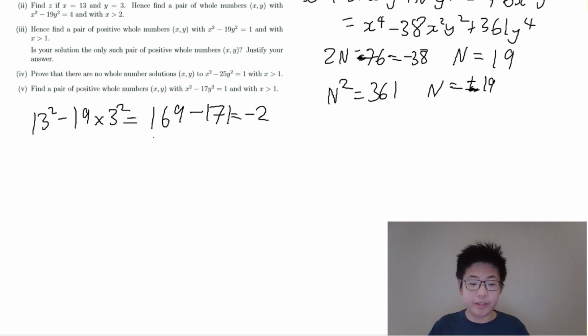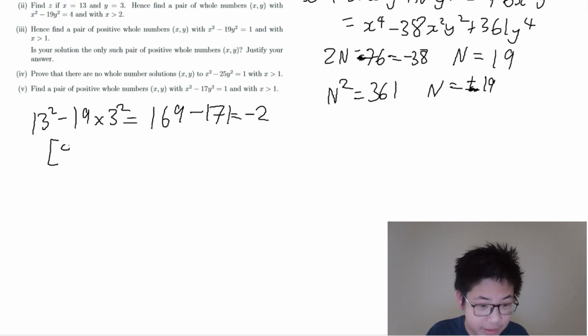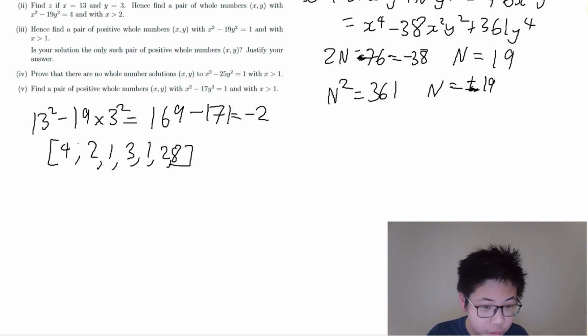Now, we are going to delve into the world of continued fractions. Every square root can be expressed as a continued fraction. For more, you can just look it up on the internet. But for now, we just say that the continued fraction for square root of 19 can be written like this: 4; 2, 1, 3, 1, 2, 8. Then don't forget the semicolon and the recurring bar.